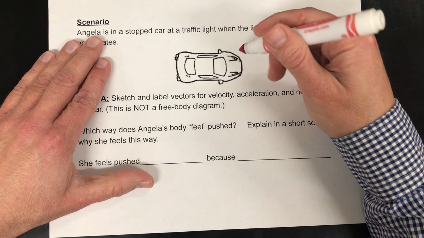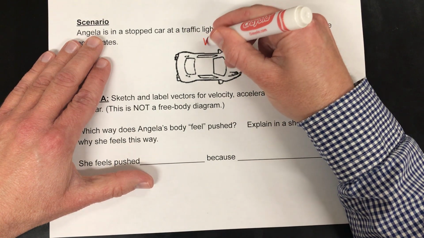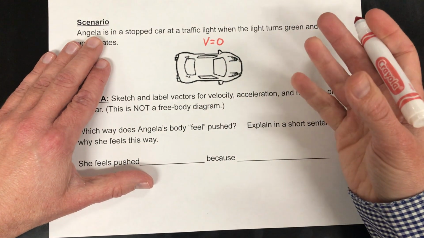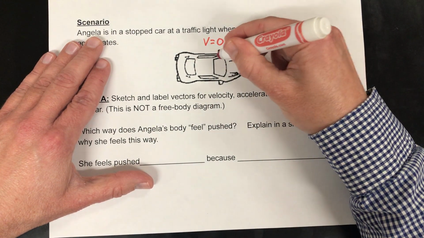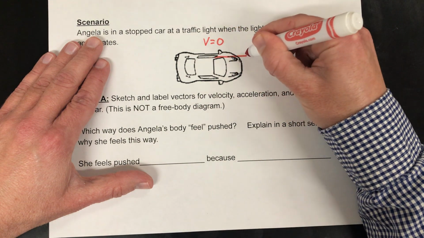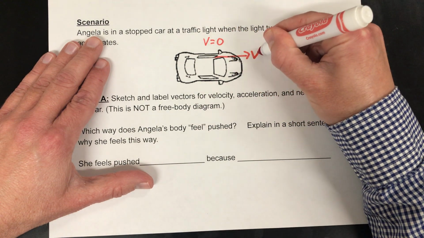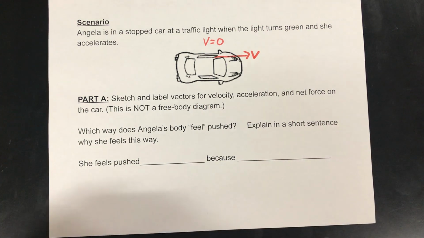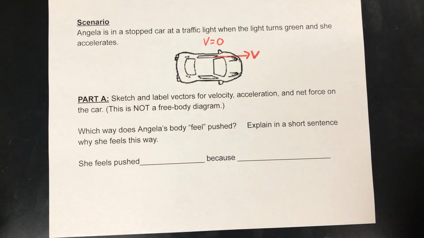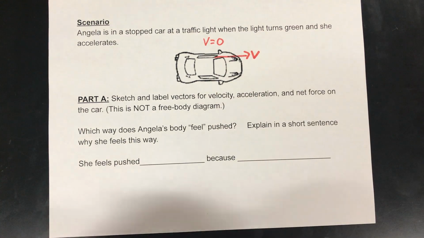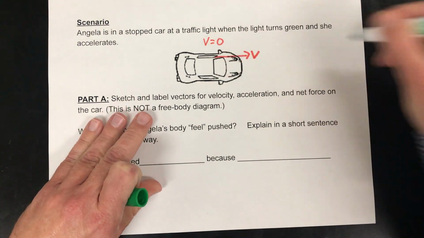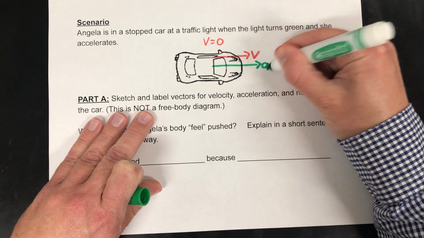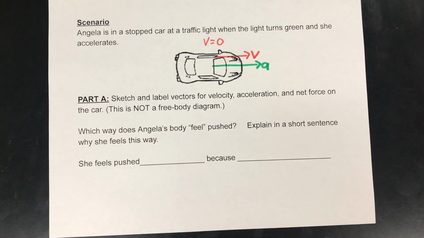Her velocity, now some people might say the velocity is 0, if this is the instant that the light turns green and she hasn't yet started to move. Maybe you interpret it a little differently and say this is just a moment later, then her velocity would be to the right. Either way, not a big deal, the car's facing this way, so her velocity's that way. She's going this way and accelerating, so this is also the direction of her acceleration.